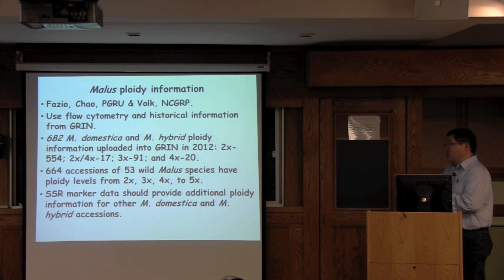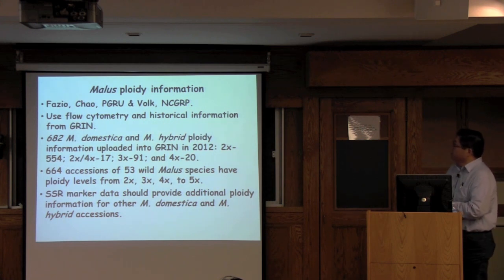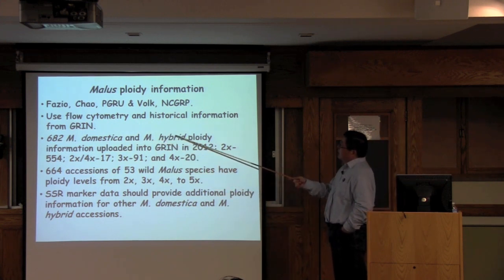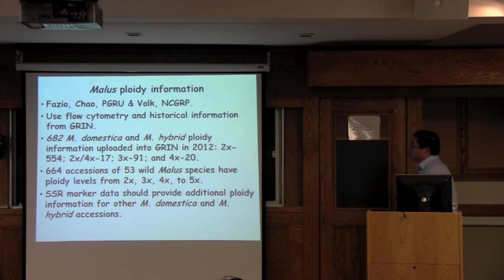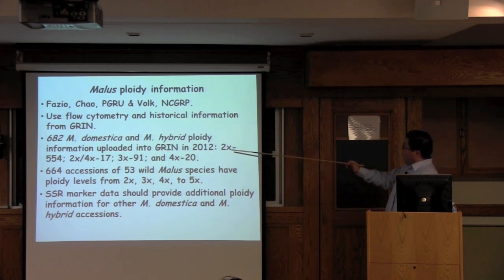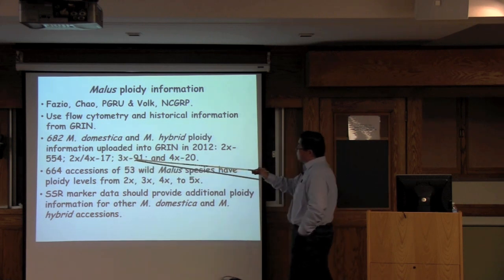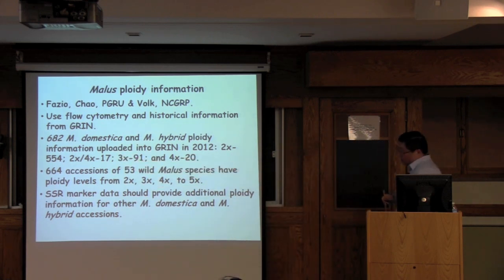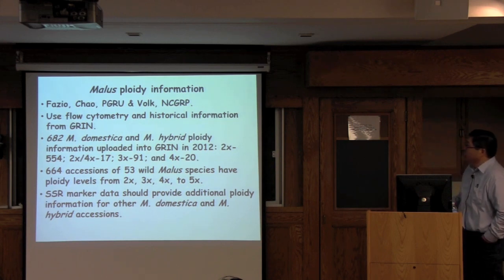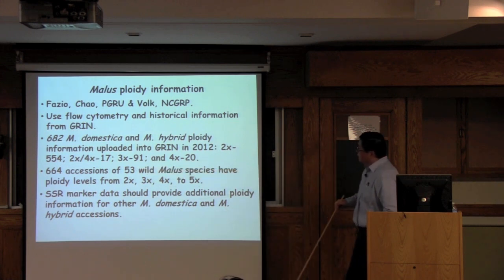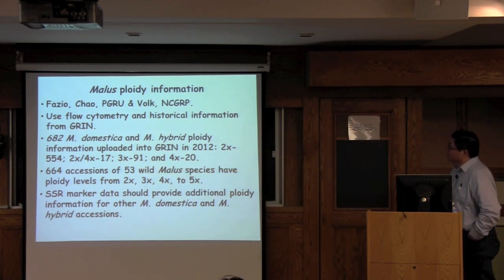Last year, we also uploaded a lot of ploidy information based on flow cytometry, and also some information based on historic information available from GRIN. We uploaded 682 Malus domestica and Malus hybrid ploidy records into GRIN. That includes 554 diploid, 17 chimeric, 91 triploid, and 20 tetraploid materials. We also have flow cytometry information for over 664 wild Malus accessions from 53 different species.